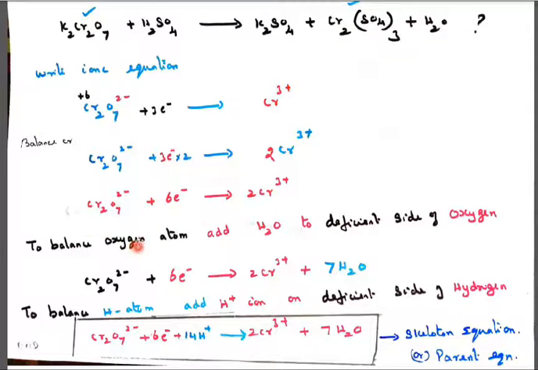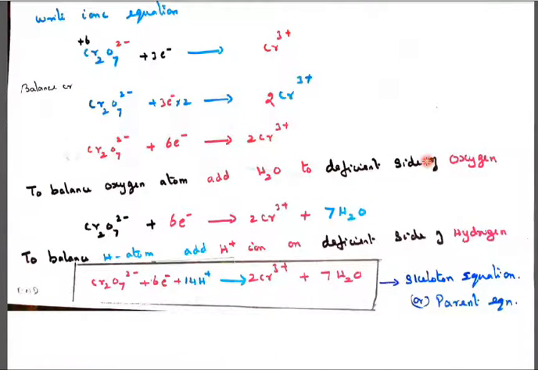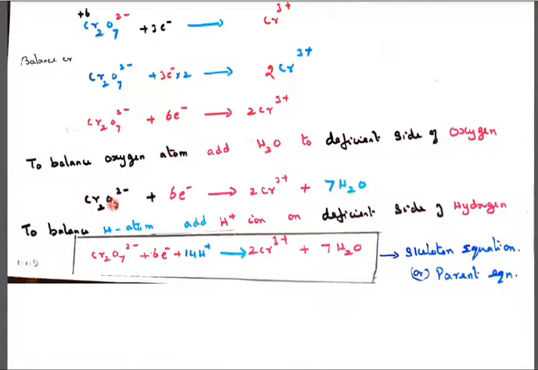So to balance oxygen, add H2O to the deficient side of oxygen. I've written the rule again. So Cr2O7 2 minus plus 6 electrons. Here 7 oxygen, so simply write 7H2O. Then to balance the hydrogen, the left side has no hydrogen. So to balance this hydrogen, add the same number of hydrogen, H plus ions, to the deficient side of hydrogen.